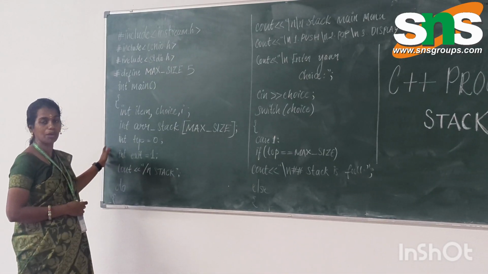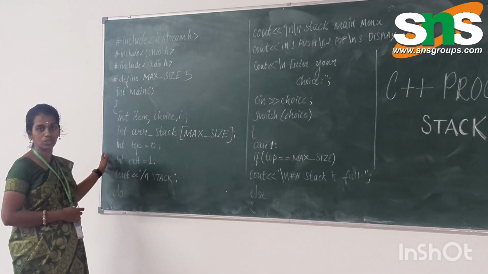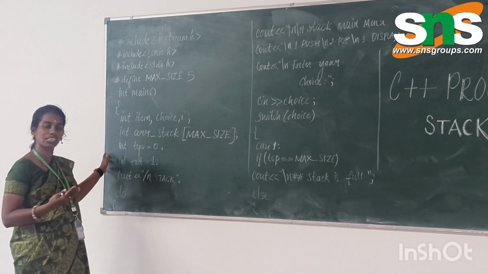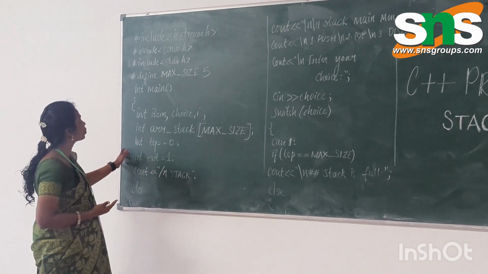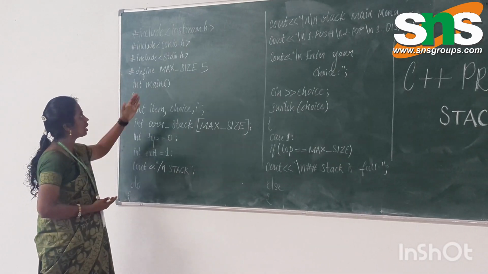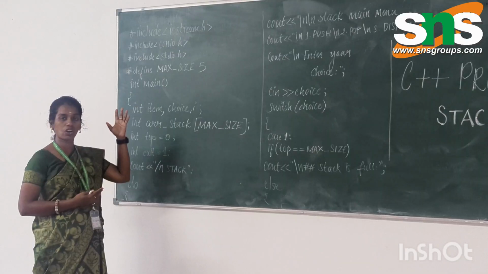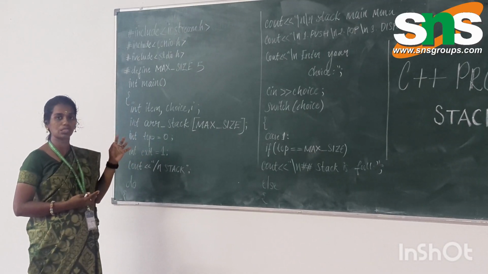In a C++ program, we first have to do the include operation. That means we have to include all necessary header files at the start of the program. So I have included the header files, that means iostream.h, conio.h, and stdio.h. These are all the necessary header files for this program.